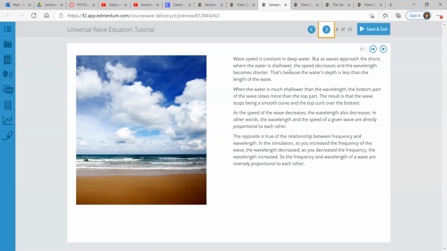The opposite is true of the relationship between frequency and wavelength. In the simulation, as you increase the frequency, the wavelength decreased. As you decrease the frequency, the wavelength increased. So the frequency and wavelength of a wave are inversely proportional to each other.